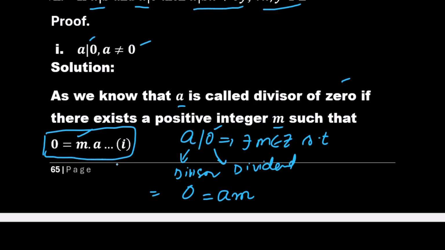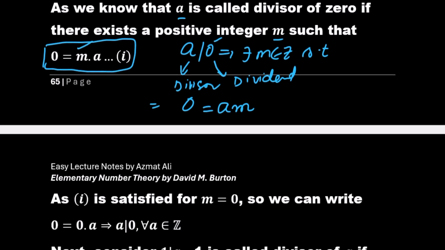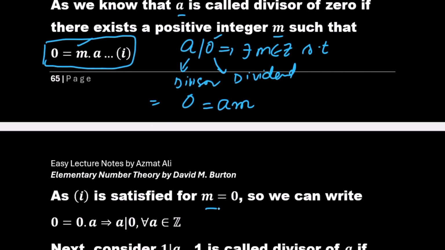Now you have to think for what value of m this definition holds. Equation 1 is satisfied for m equal to 0. If you put m equal to 0 in 1, we can write 0 is equal to 0 into a. Now what does this equation show? This equation shows a divides 0, for all a belonging to Z.